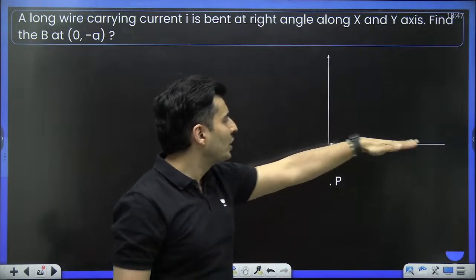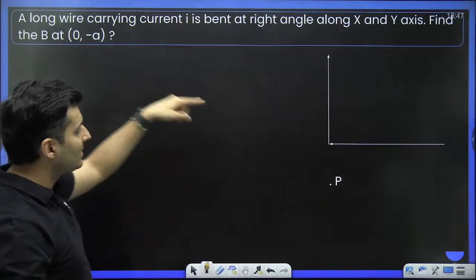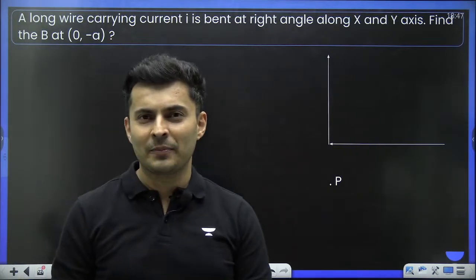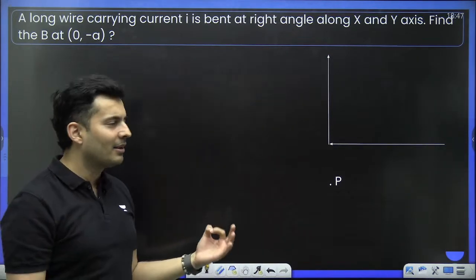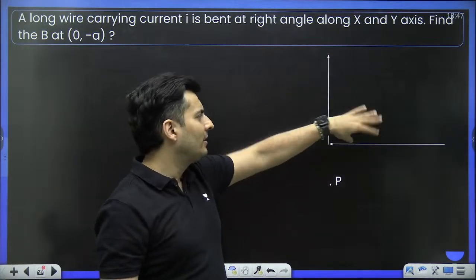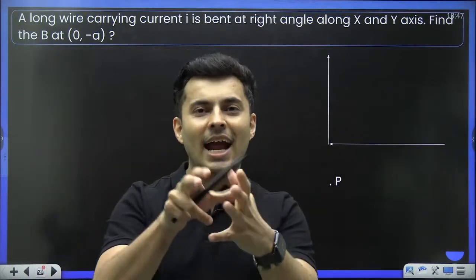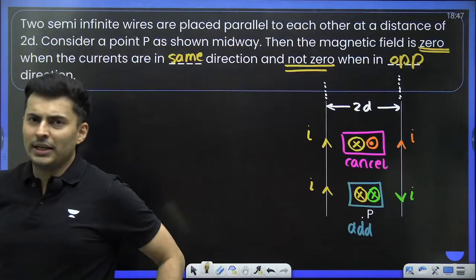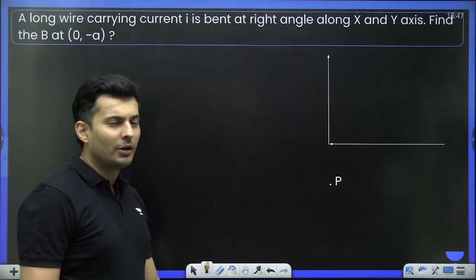Now because of this part and this part, there will be some magnetic field at this point, which is at 0 coordinate in x and negative a coordinate in y. The question is, how much is the net magnetic field? Obviously, this part and this part will each have some magnetic field individually, so I have to add their magnetic fields to find the net magnetic field. So think about it. How much will be their contribution?